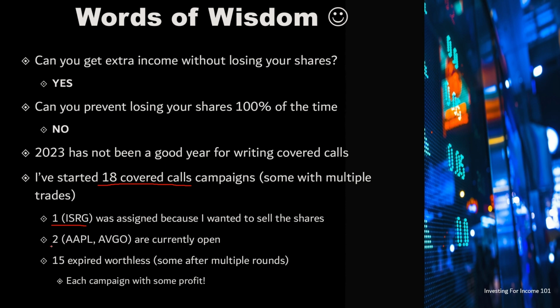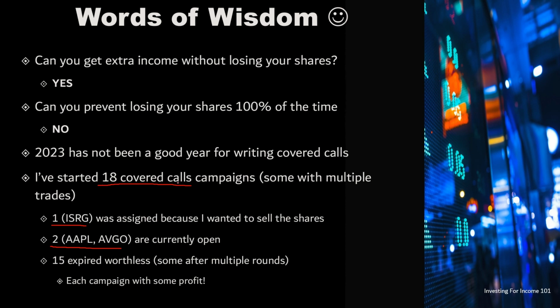I have two calls right now open. One is Apple, that looks pretty good, and the other is AVGO, and I have a special presentation on AVGO because that's a very tough call. AVGO has been on a tear. It went up like 20% in 1 month, so it's a very strong move. But I'm still rolling the options and hoping that I get to keep the shares.